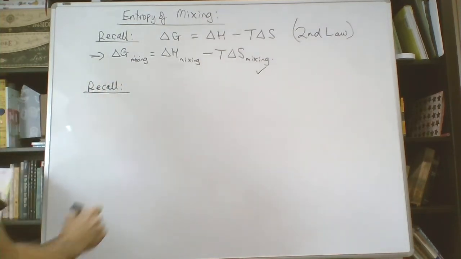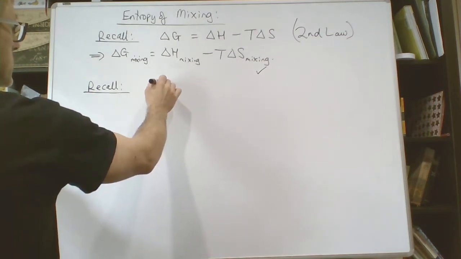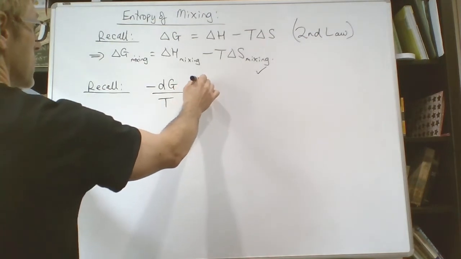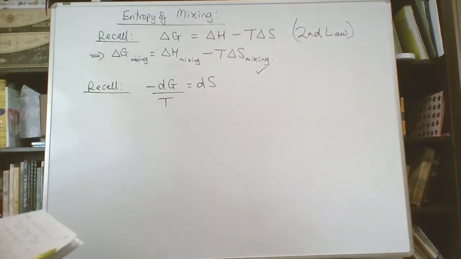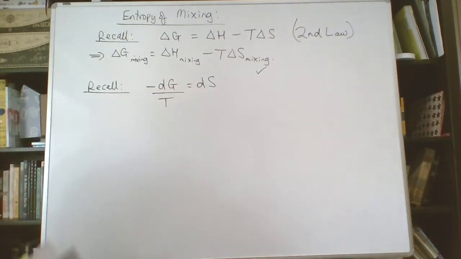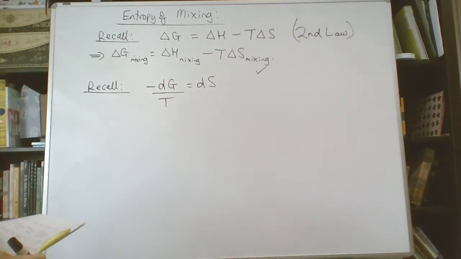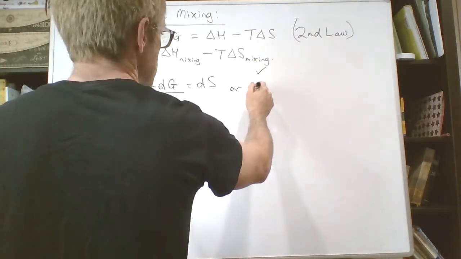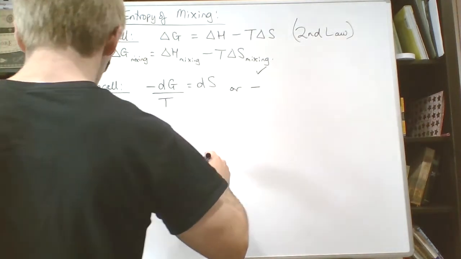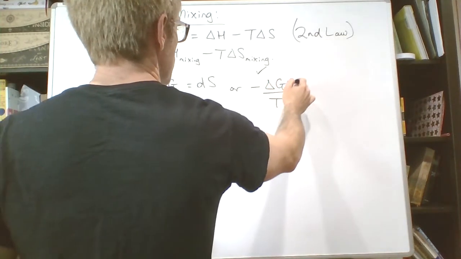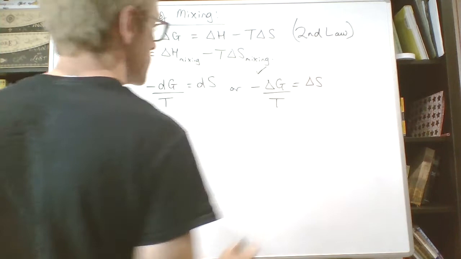Recall also that minus change in Gibbs free energy per unit temperature is change in entropy. We've seen this previously in a previous video, so we're just going to state it again for now. We can turn the d's into deltas to make people feel more comfortable. So we can write delta G over T is delta S.